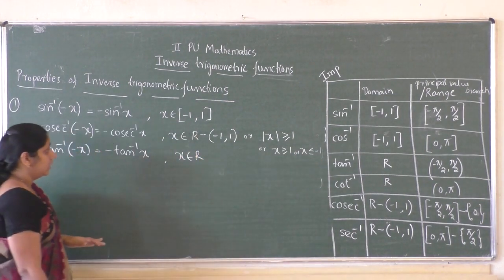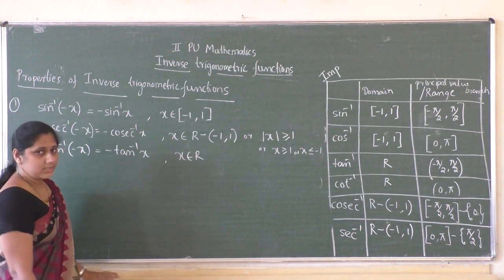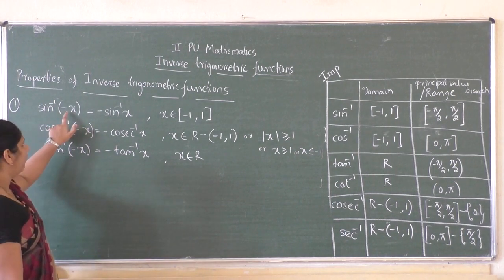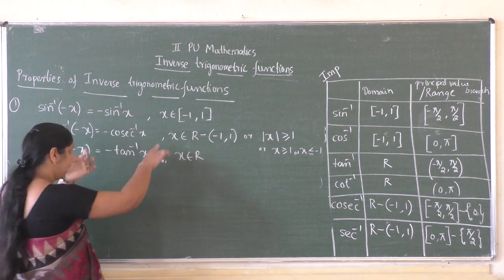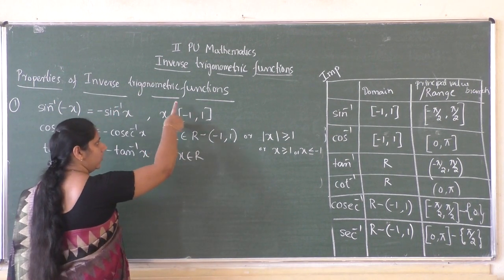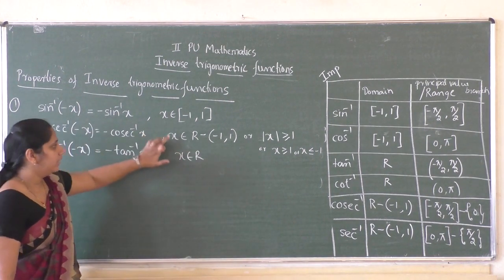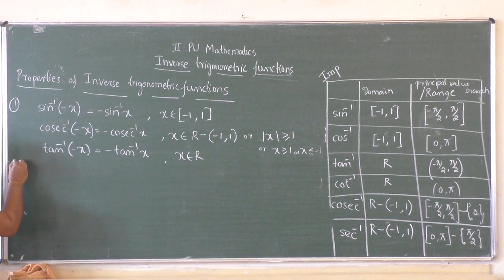Here, these conditions are very very important. A question may be asked like this: for what values of x is sine inverse of -x equal to minus sine inverse x? Then you have to write the answer like this, that is x belongs to closed interval -1 to 1. So you have to remember these conditions. Now we will prove them one by one. So I will write these as A, B and C.